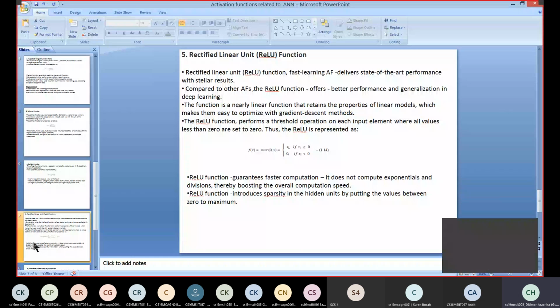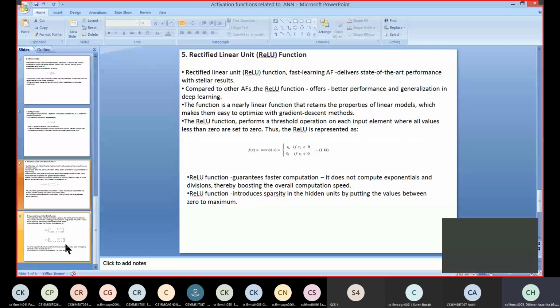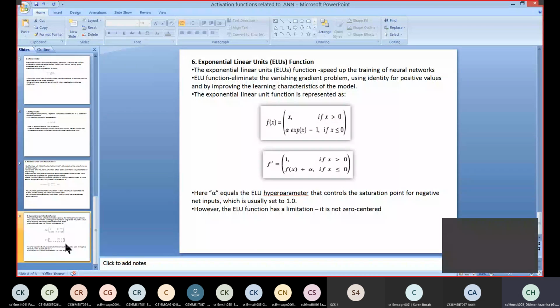And the next one is the exponential linear unit, also called the ELU function. The exponential linear unit function speeds up the training of neural networks. The ELU function eliminates the vanishing gradient problem using identity for positive values and by improving the learning characteristics of the model.